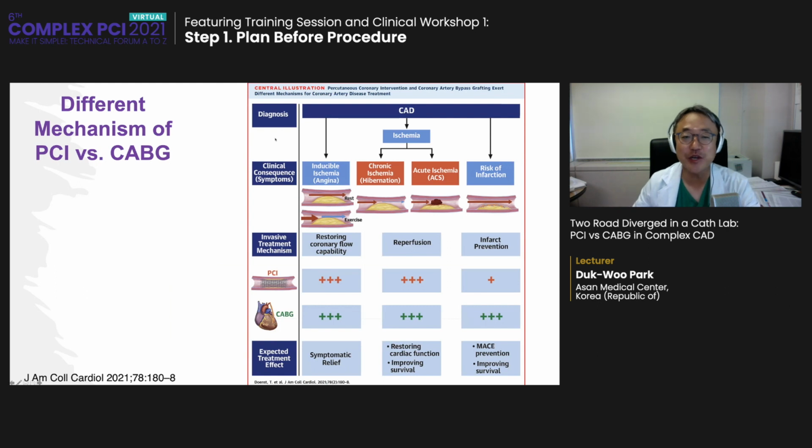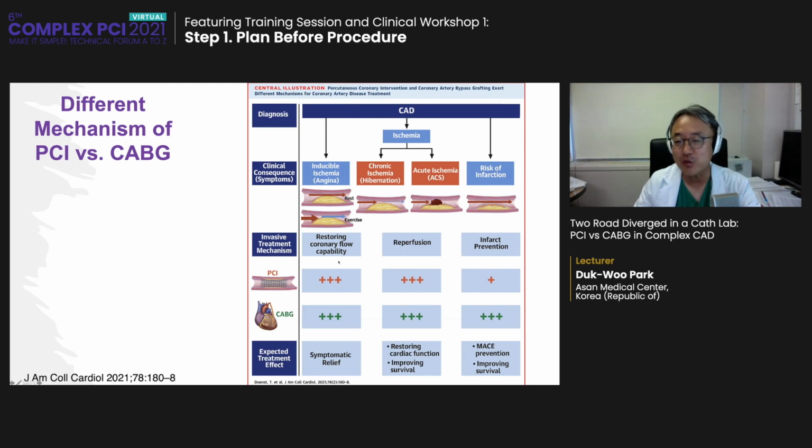They divided them into 3 mechanisms. The first is inducible ischemia: at rest it is okay, but exercise ischemia is induced. The main invasive treatment mechanism is restoring coronary flow capability, the concept of functional revascularization. Another is obstructive disease, in the case of chronic ischemia, hibernation-related, and acute ischemia, ACS, where the invasive treatment mechanism is reperfusion. And the last one is risk of impaction prevention, an impact prevention.